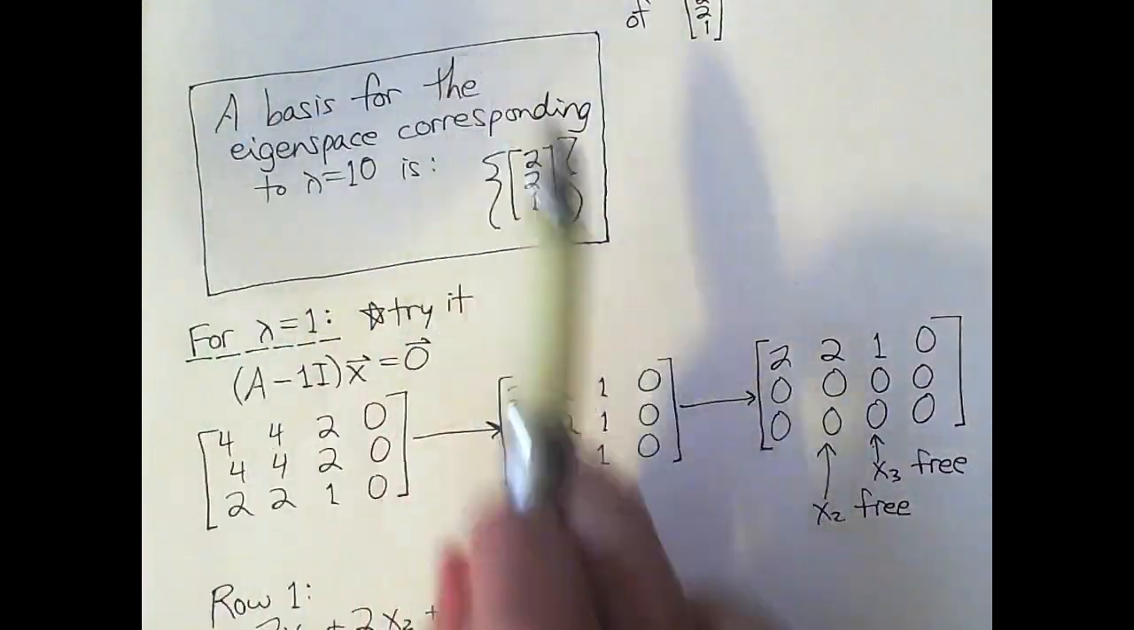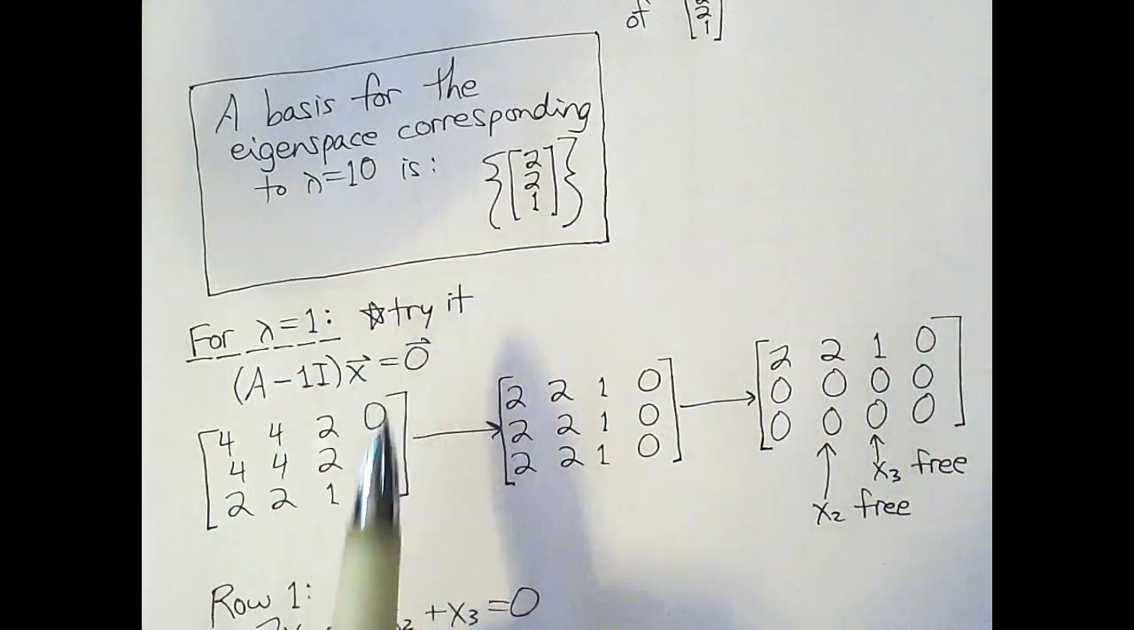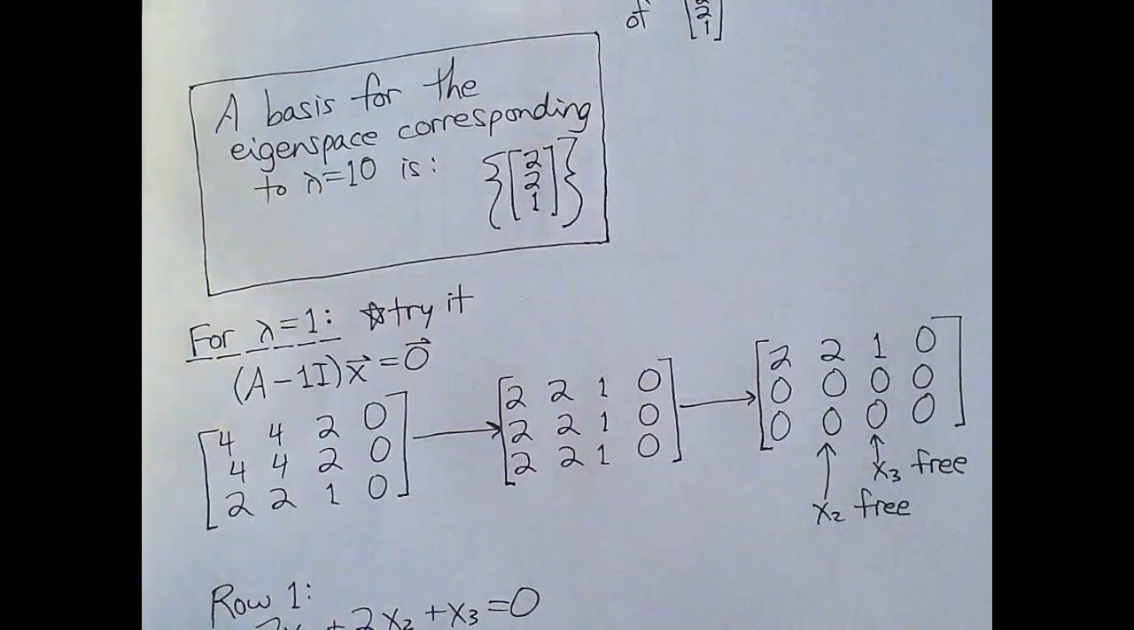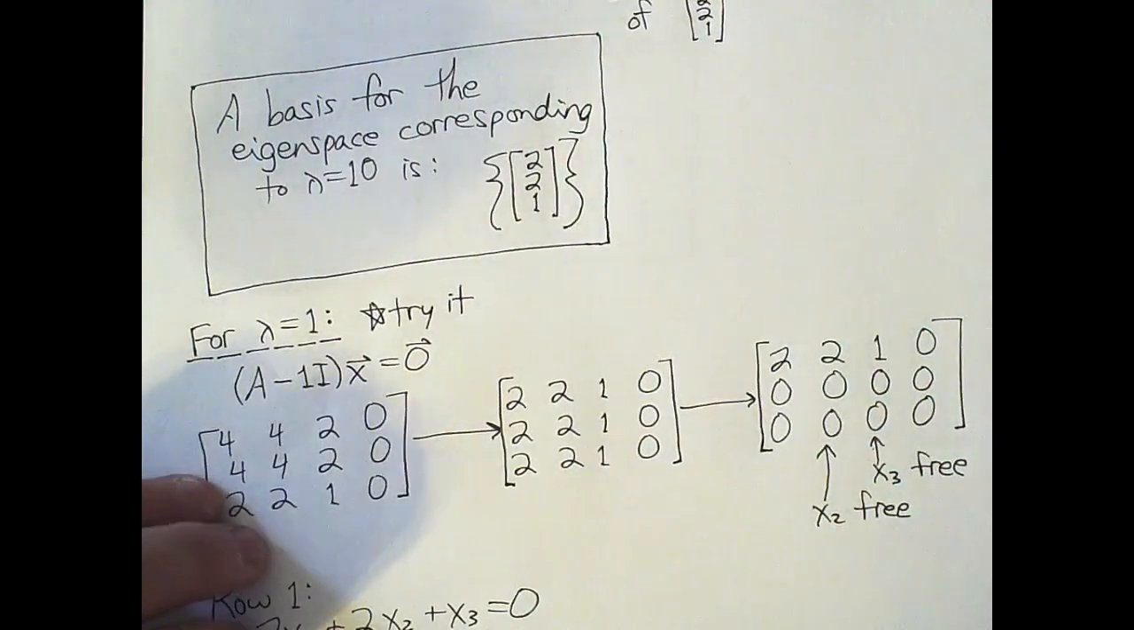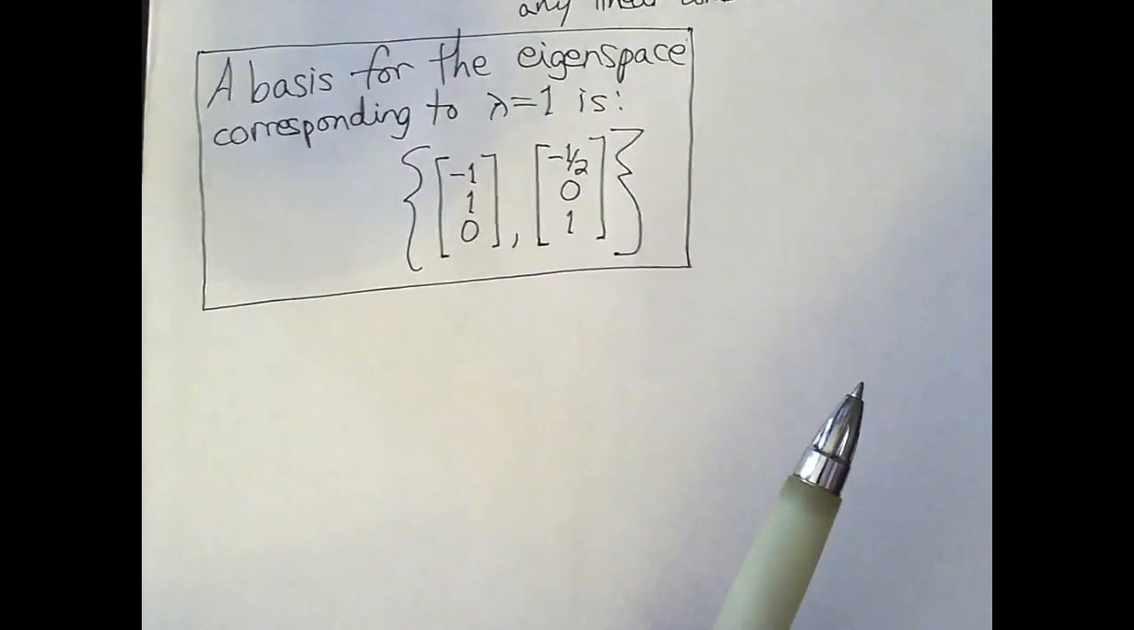We found it, and we put a box around it because that's an answer. And then we had to do it for lambda equals 1, and we also found that, and we put a box around it because that's part of what the problem was asking for.